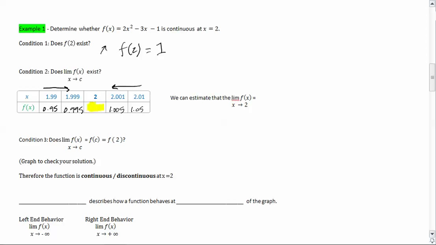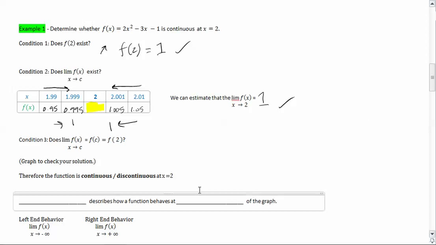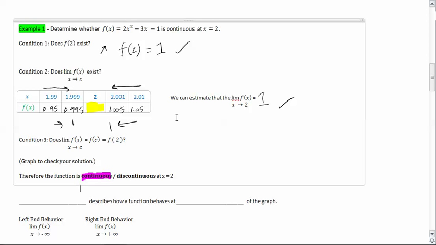So if you were to look at this table and try to guess the pattern, you could probably guess that the value we're approaching from the left is 1, and the value we're approaching from the right is 1. So we would estimate that the limit of f of x as x approaches 2 is equal to 1. Does the limit of f of x equal f of c, equal f of 2? Are these equal? Yes, and we can graph to check our solution if we wanted. We won't do that right now. So we would say yes, this function is continuous.